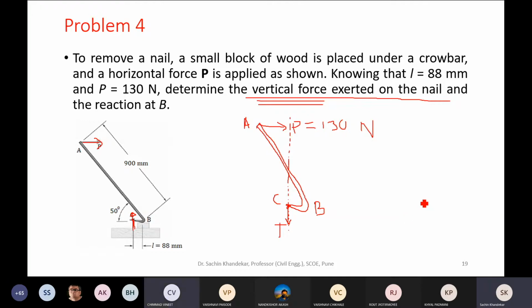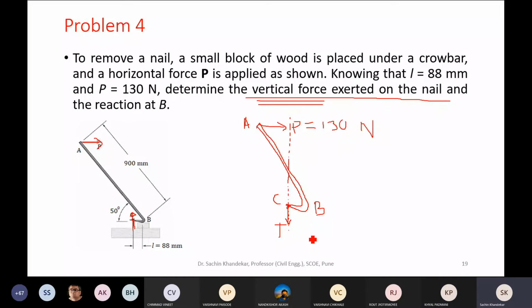Can anybody answer quickly? Normal reaction at B. Normal reaction at B. That's all. Any other reaction? Any other force acting on B, leftward or rightward? What is that force? Okay, that's good. Very good.